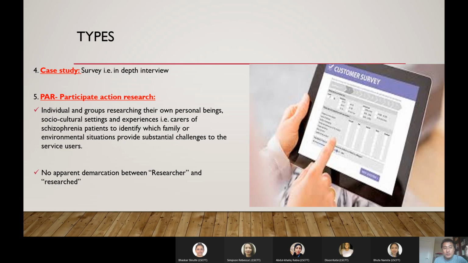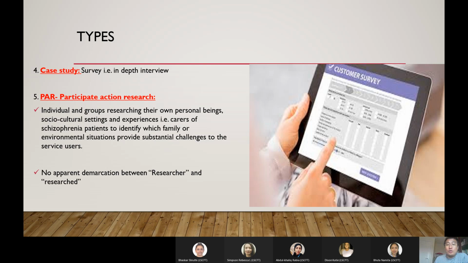Case study, in-depth survey. And if someone wants to find about their own, this is patient action research. Or one of the MCQs that has come in the past is, they will give different options and say which one is a type of qualitative research.